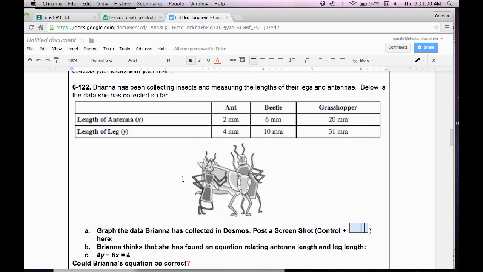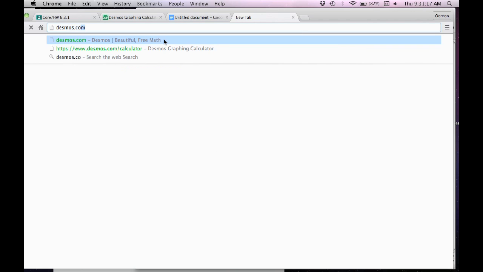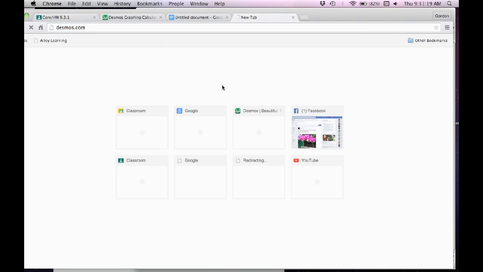So we're going to graph the data in Desmos and then post a screenshot. Ooh, that's high tech. So basically our X column will be 2, 6, 20, and our Y column will be 4, 10, 31. Try to remember that. 2, 6, 20 and 4, 10, 31.